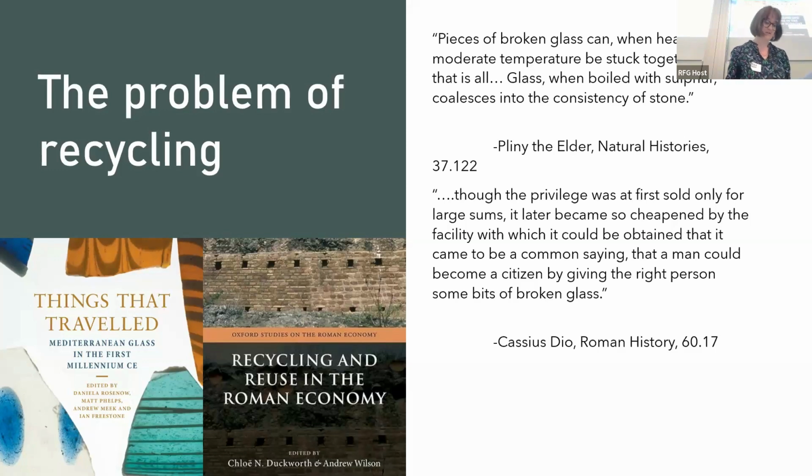These itinerant glass hawkers also appear in a number of classical sources, with Cassius Dio, and I do apologise for any classicists wanting the Latin, this is what you've got today. Cassius Dio relating to us saying that under the Emperor Claudius, a man could become a citizen in exchange for a bit of broken glass.